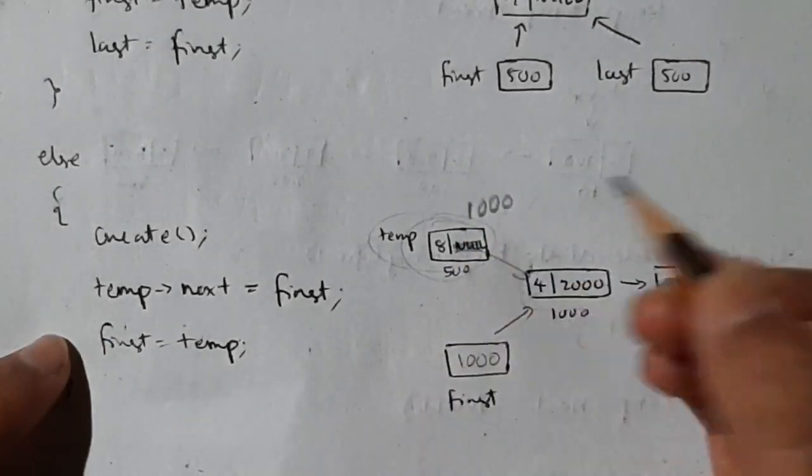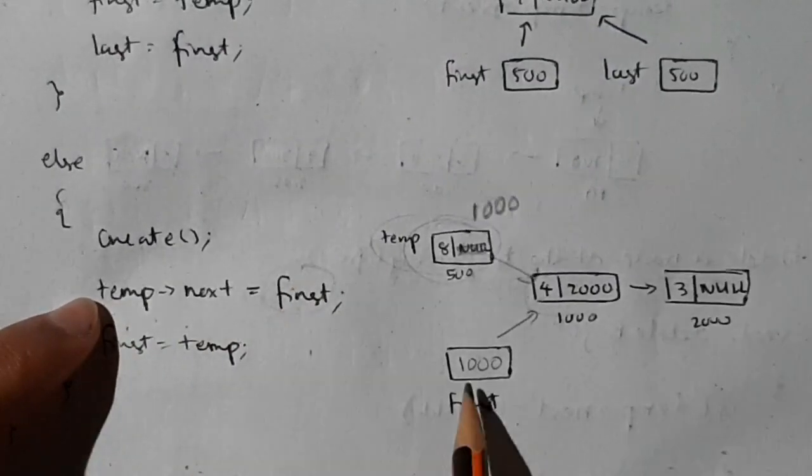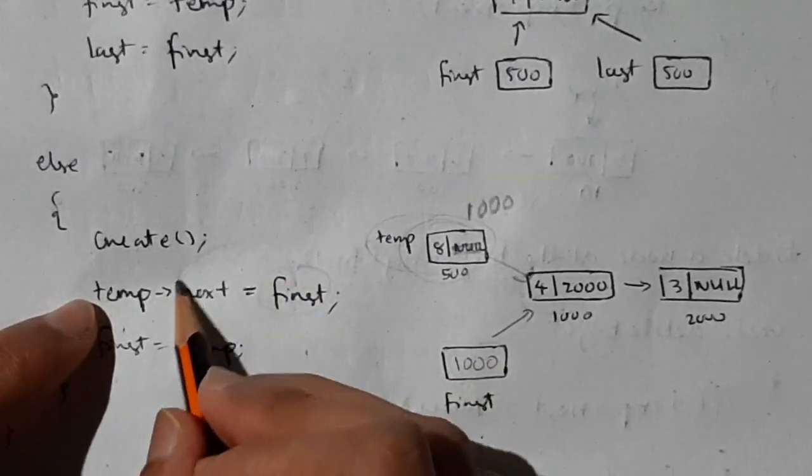How will this be done in the form of code? temp->next = first. What is first? First has the address of this node, so 1000. 1000 should be stored in temp->next.